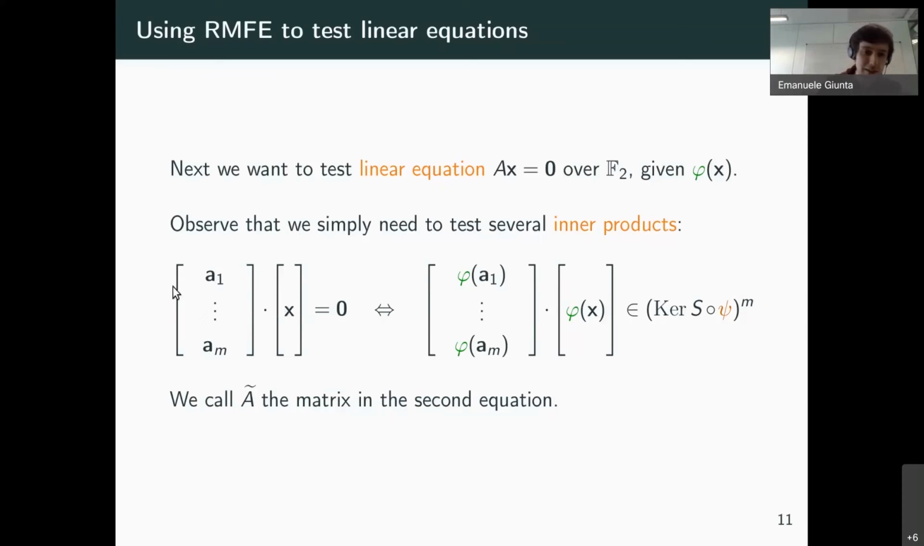And in order to show that the system on the left is equal to zero, we just show that the system on the right, which I stress now has entries in the larger field, lies exactly in the kernel of S composed with psi. Okay, so just to build a bit of notation, the embedded matrix that appears on the right-hand side, I will call it A tilde. And this is going to be useful in the next slides.